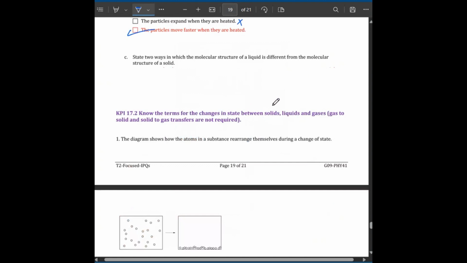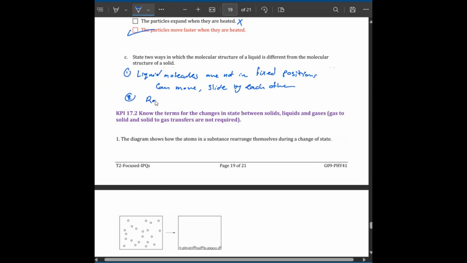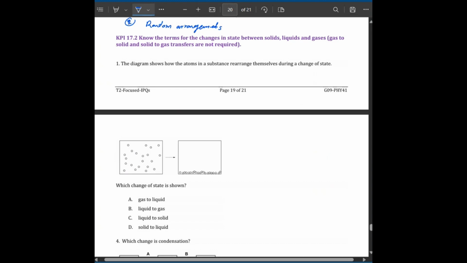State 2 ways in which the molecular structure of a liquid is different from a solid. So first of all, liquid molecules are not in fixed positions, right? Or you can say they can move, slide by each other. We can also add number 2, random arrangement of the molecules. Maybe you can add they are slightly further apart. Anything will work.